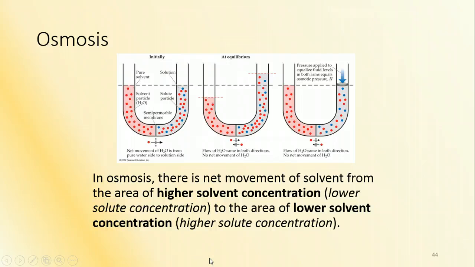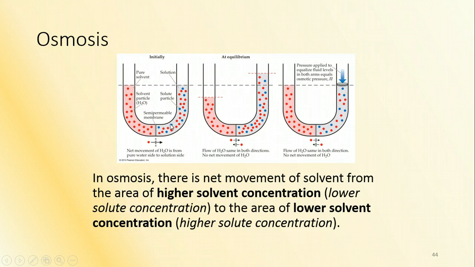So in osmosis, we are looking at the net movement of solvent from a higher solvent concentration. So that means if I have a low solute concentration, the solvent is going to move to the area of higher solute concentration or lower solvent concentration. Just like we've seen in other scenarios with energy or heat moving from high concentration to low concentration, kind of the same idea, where there's more solvent and less solute, the solvent is going to flow towards the side that doesn't have as much solvent per solute.